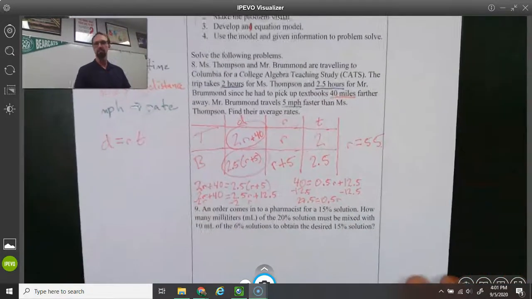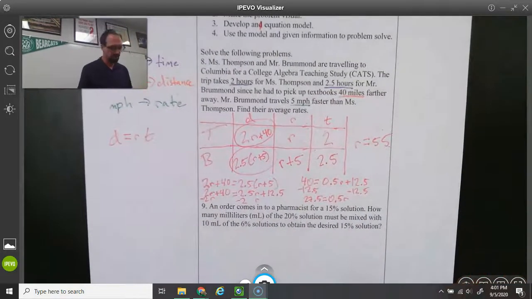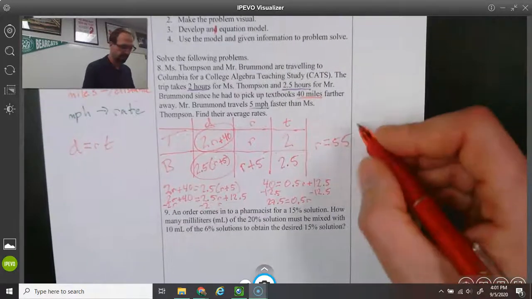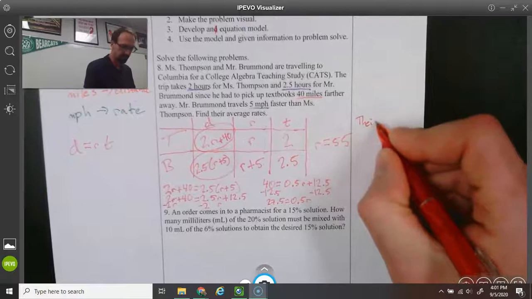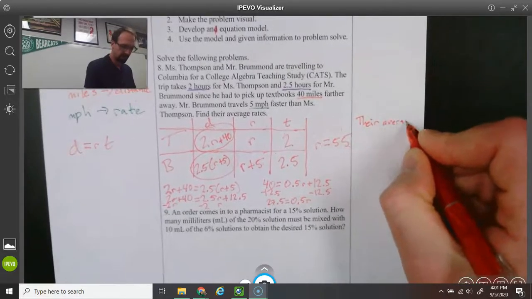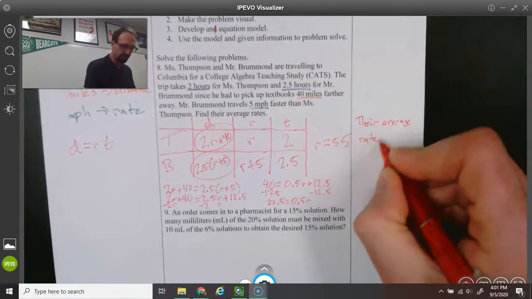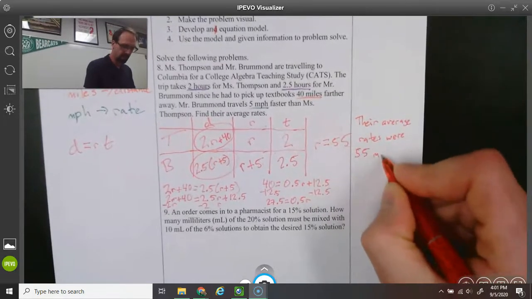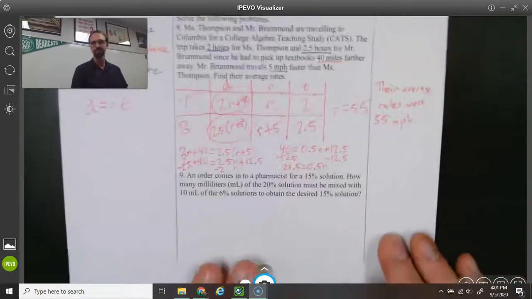To answer in terms of what's going on in this question, we would say that this is 55 miles per hour. So their average rates were 55 miles per hour.